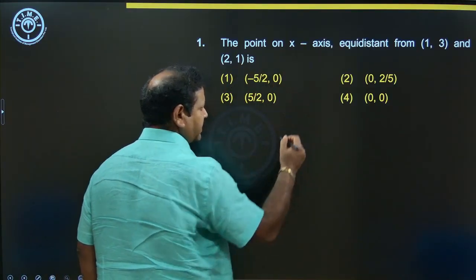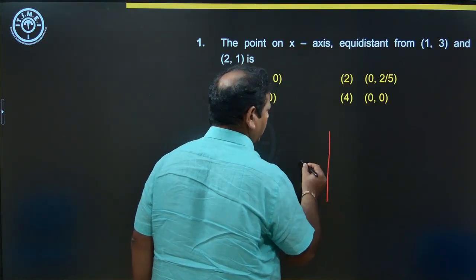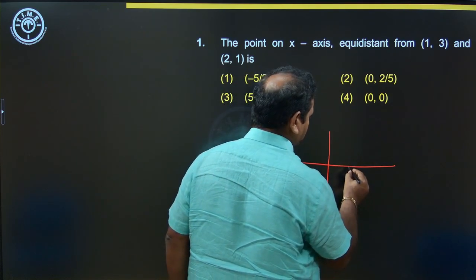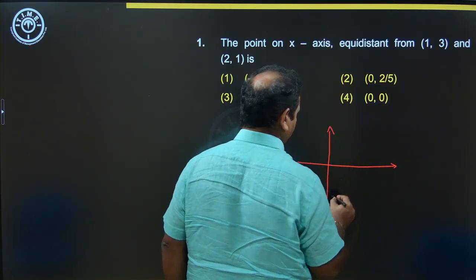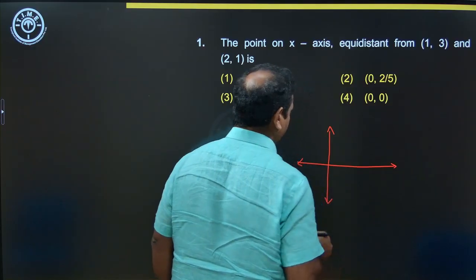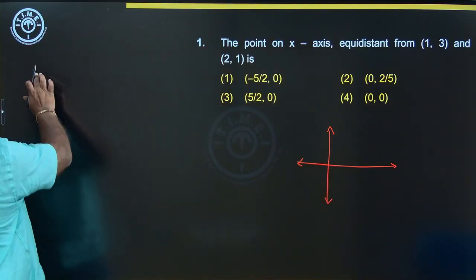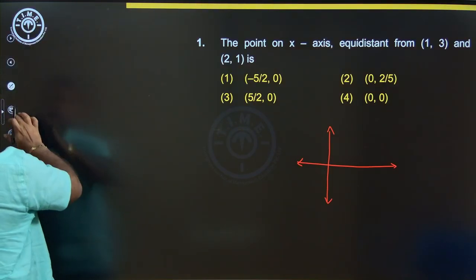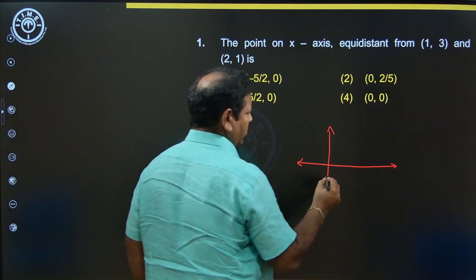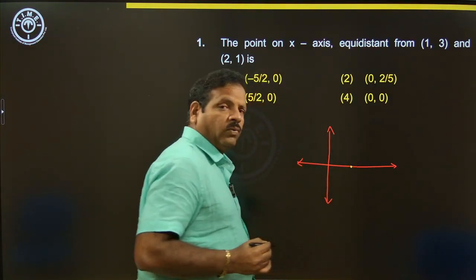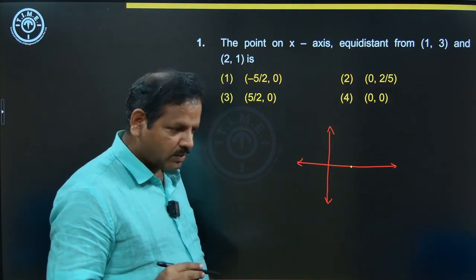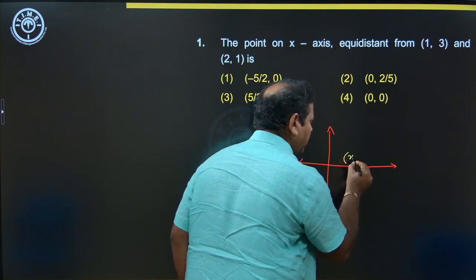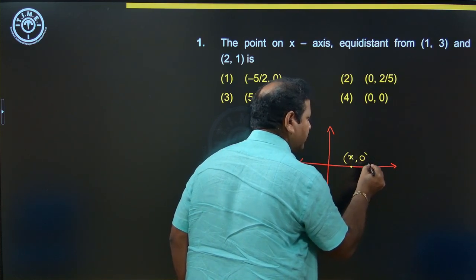The point on x-axis. Say x-axis and y-axis. Whenever you take the point on x-axis, when a point lies on x-axis, the y-coordinate becomes 0. So you can take the point as x-coordinate is something, y-coordinate is 0.